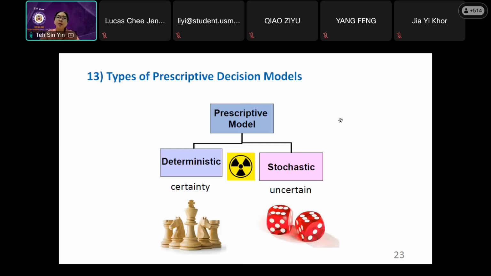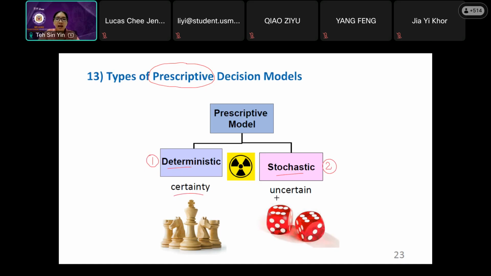Okay, and the type of prescriptive decision model. As I said earlier, with prescriptive we are focusing on optimization. So when we are building the prescriptive model, we are trying to do optimization. When we talk about this model, there are also two keywords that we often see. One is the deterministic model, and the second is the stochastic model. So deterministic, determine, meaning it is certainty.